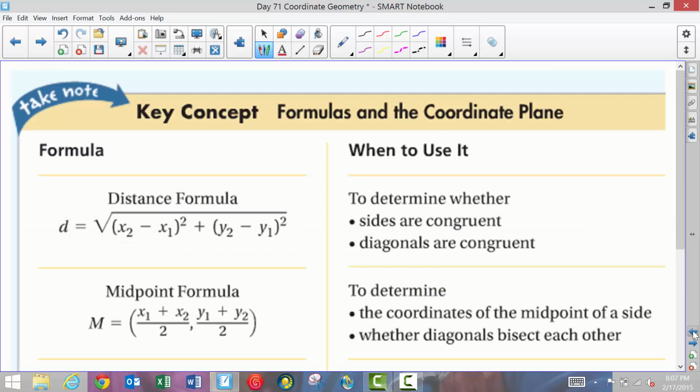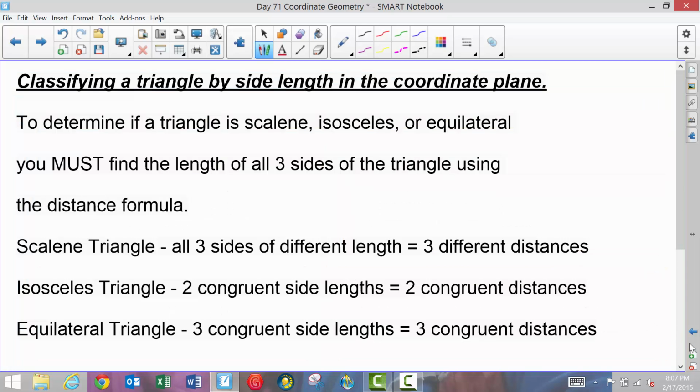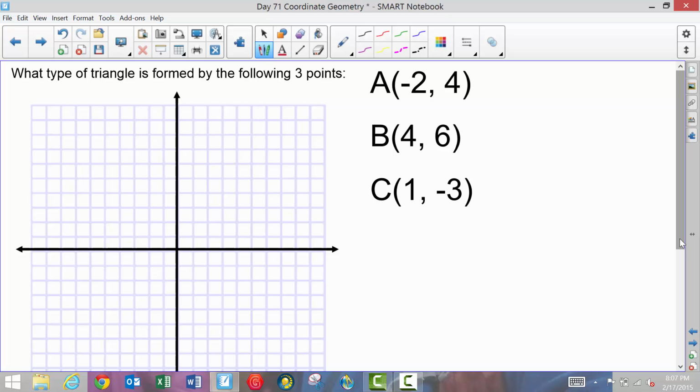So your distance formula is d equals the square root of the difference of x's squared plus the difference of y's squared. So here's my first example. I don't know what type of triangle is formed by the following 3 points. I have A, B, and C. So first thing I'm going to do is I'm going to plot it. So A is -2, 4. So I go over -2, and up 4, 1, 2, 3, 4. So here's A. I have B over 4, up 6, 1, 2, 3, 4, 1, 2, 3, 4, 5, 6. And then I have C, which is over 1, down 3.